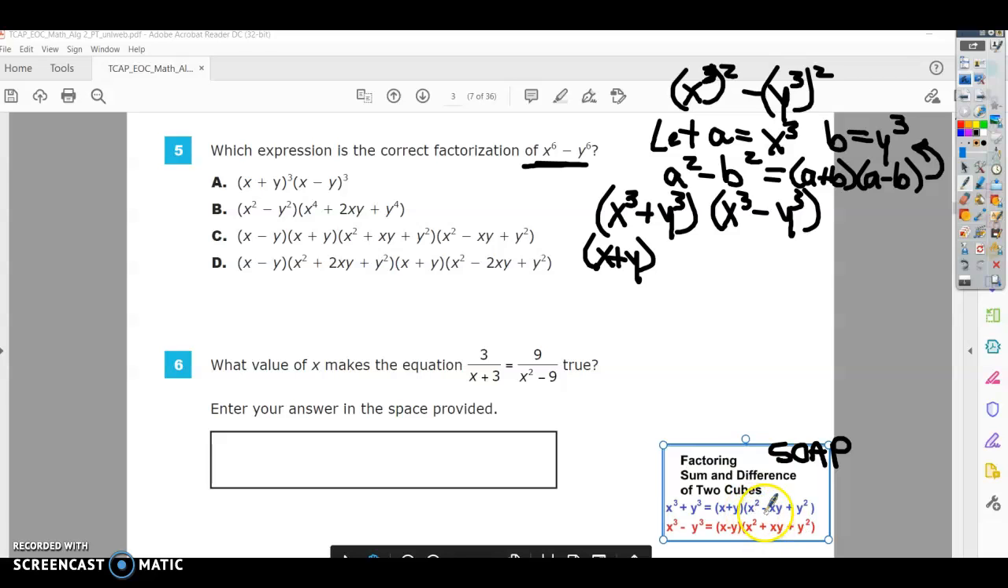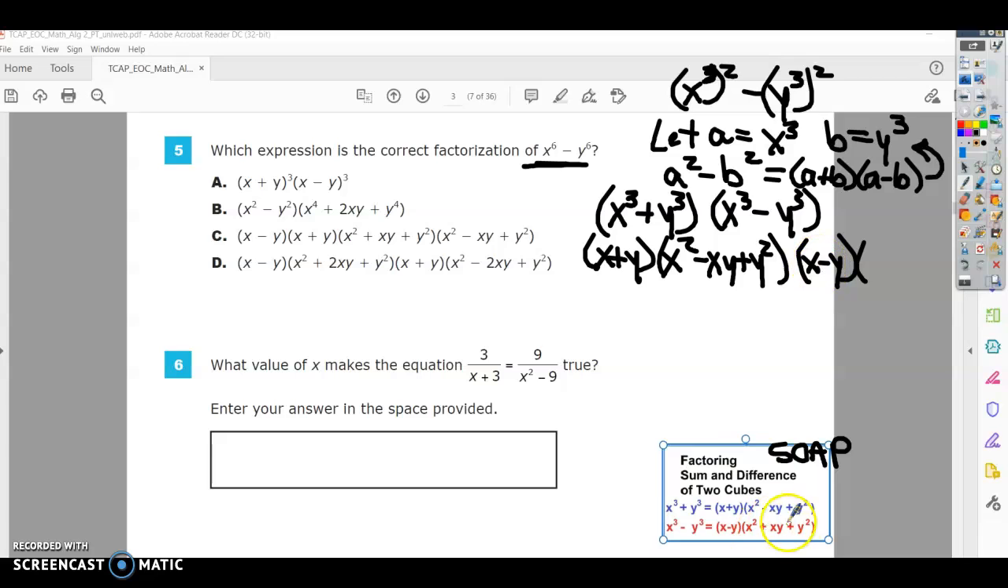So then we've got x squared minus xy plus y squared. And that's when you factor this first sum of cubes. Now we also have to factor the difference of cubes. So it's going to be the second one. So it's going to be x minus y. And same thing, this was the same sign, opposite sign, always positive. So x squared plus xy plus y squared. If you can read my writing there.